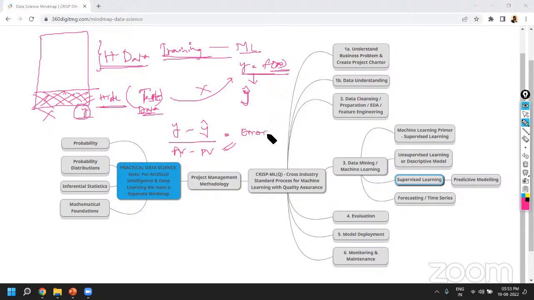Predicted value minus actual value, we get error. The lesser the error, that means the predicted value is closer to the actual value, right? So better the prediction. This is a technique, a metric that we will use in order to evaluate the model's performance. If you see a lot of error here, the error is very high, then we can adjust this model.